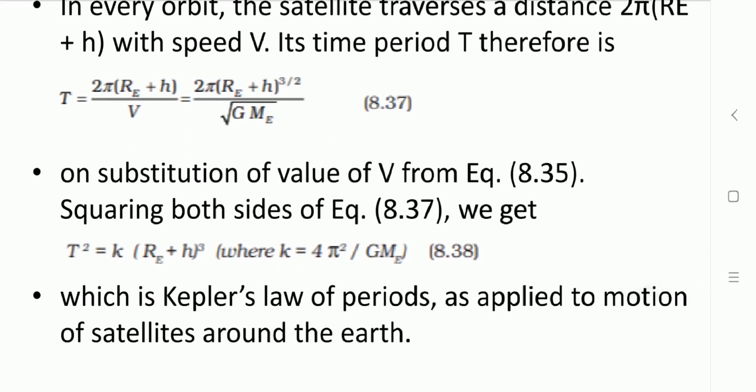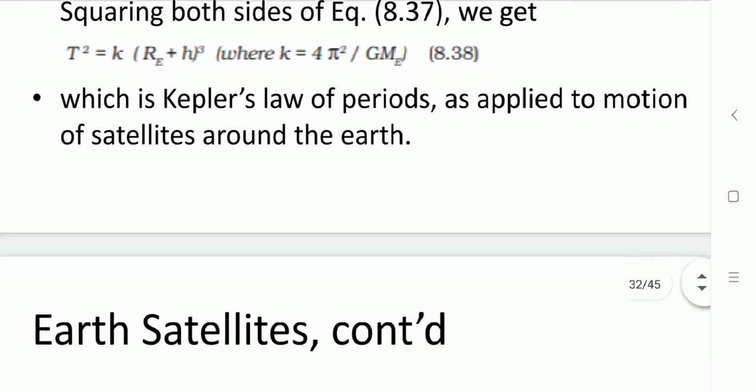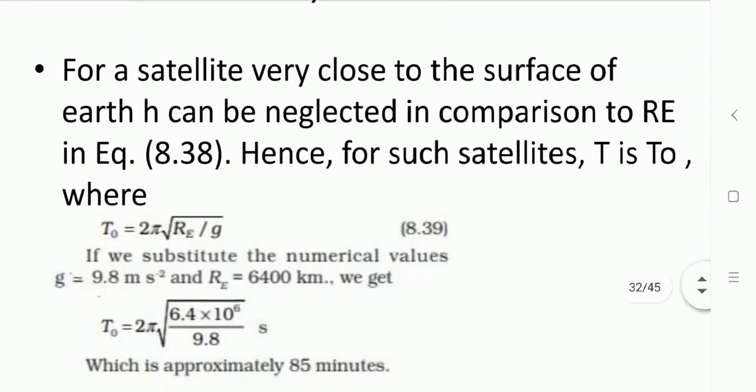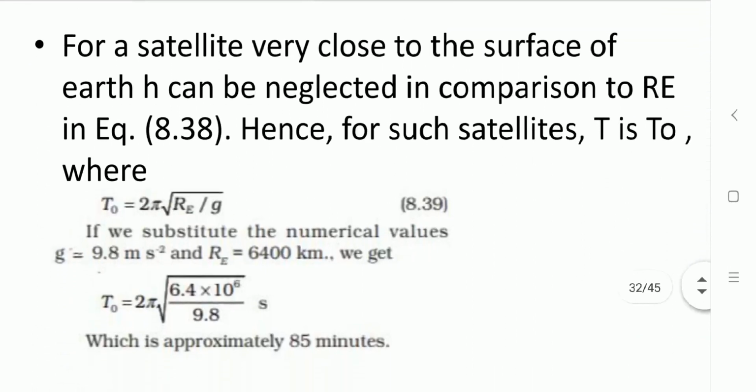That time period is based on Kepler's law that applies to the motion of a satellite around the sun. So here, for a satellite very close to the surface of the Earth, height h can be neglected in comparison to RE. For that satellite, the time T is defined as T0, which would be equal to 2 pi under root RE by g. By substituting the values of g and RE, T0 is about 85 minutes.